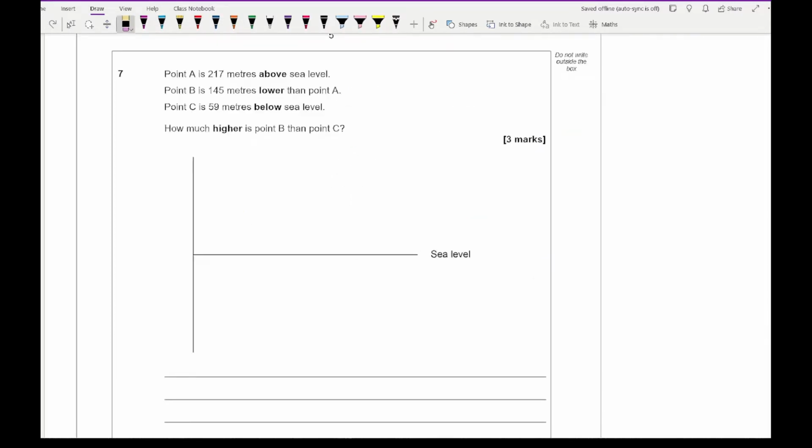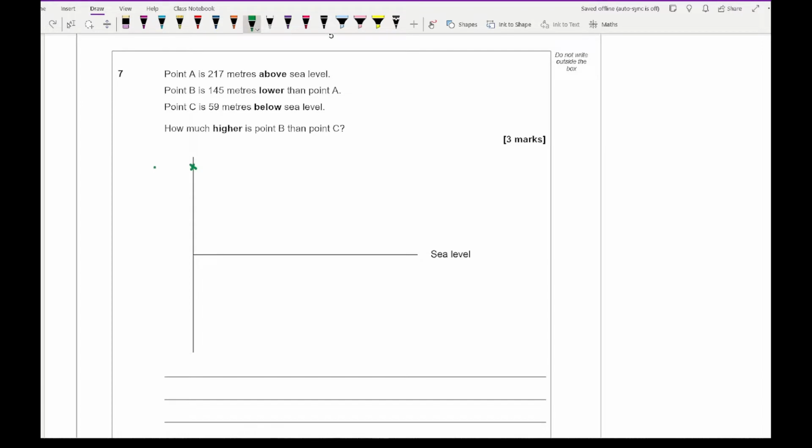So moving on to question 7, it says point A is 270 meters above sea level, point B is 145 meters below A, and C is 59 meters below sea level. And the question is asking how much higher is point B to point C. So for this here, let's mark where A is going to be.